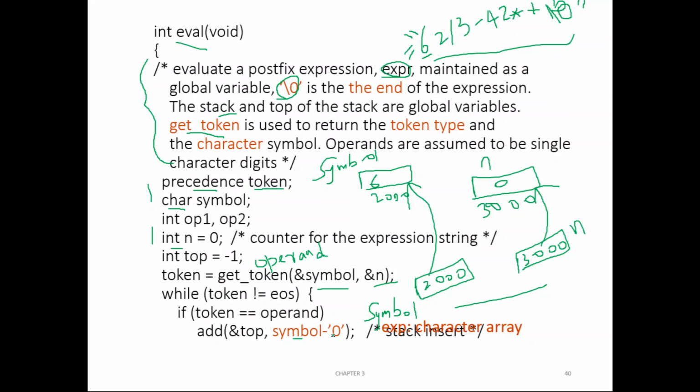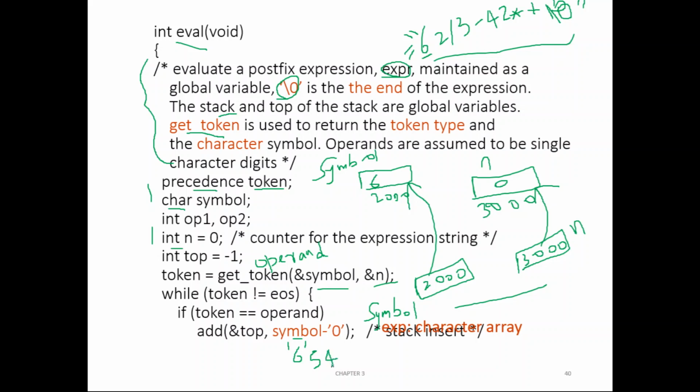54 minus 48, you will get 6. So when you subtract that ASCII value, 54 minus 48, I think you are following. The symbol contains 6. The ASCII value of 6 is 54, and the ASCII value of 0 is 48.